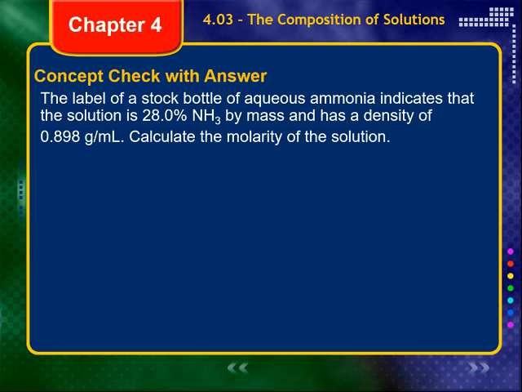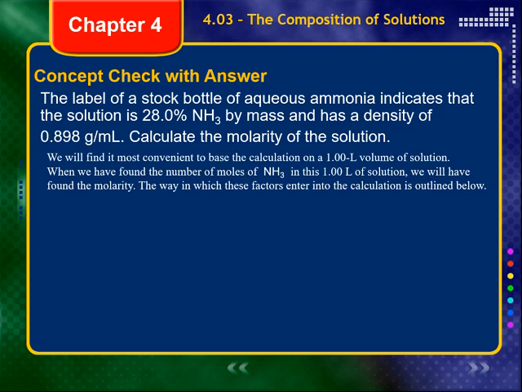Well, remember, in order to calculate the molarity of a solution, we need the moles of the solute first and the liters of the solution. So we're going to have to do a few preliminary calculations. We will find it the most convenient to base the calculation on a 1.00 liter volume of the solution because it's a nice round number. When we have found the number of moles of ammonia in this 1 liter solution, we will have the molarity.